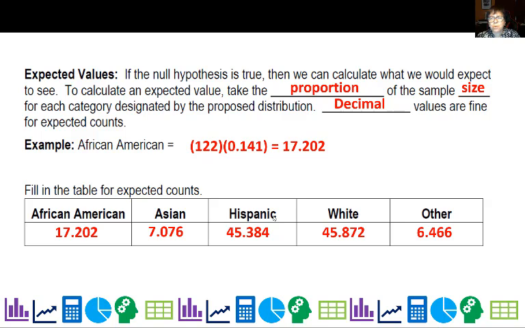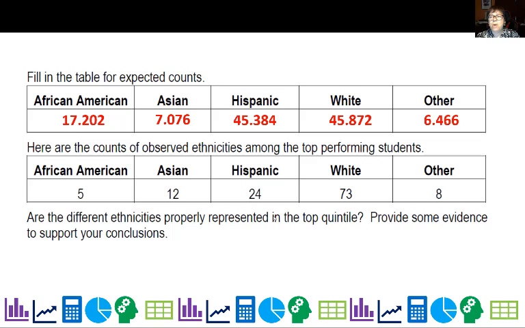All right. What did we actually see? Well, we actually saw 5 African American students instead of 17. We saw 12 Asians instead of 7. We saw 24 Hispanics instead of 45, 73 white students instead of 46, and 8 instead of 6.5 for other.